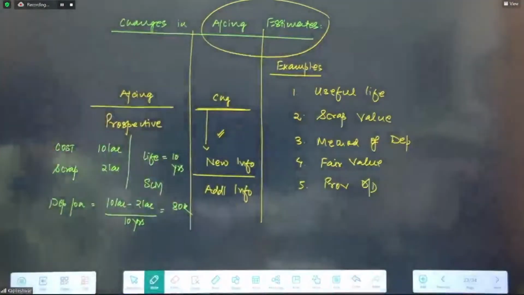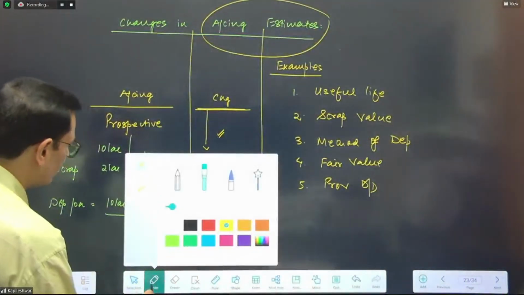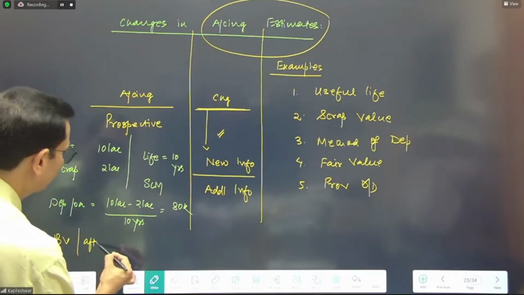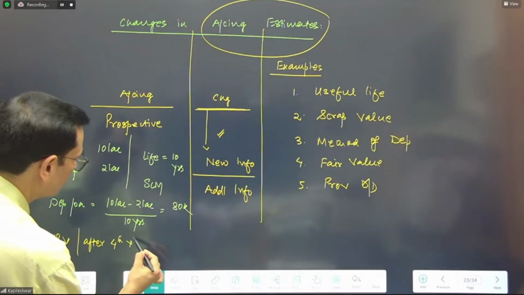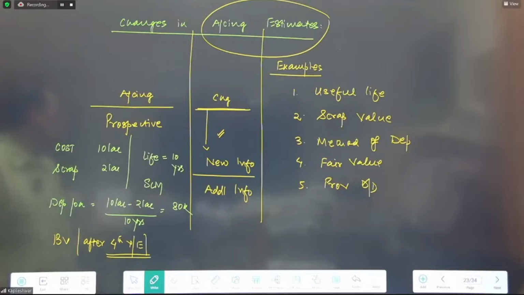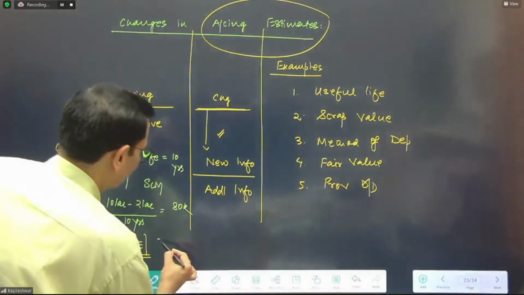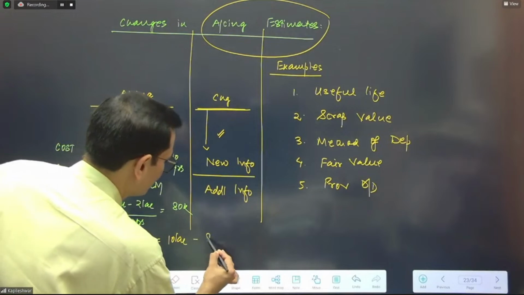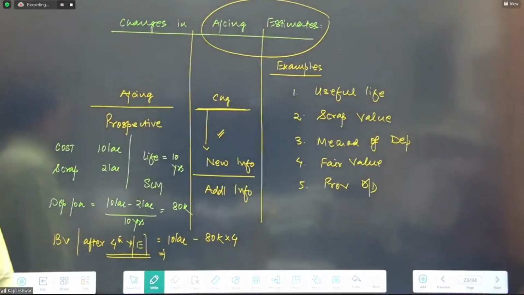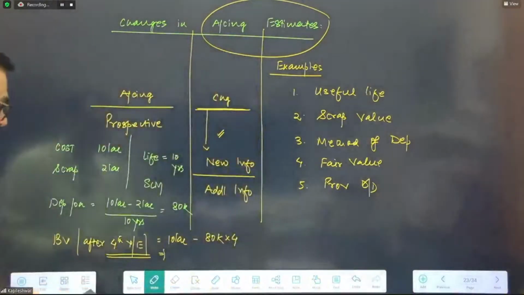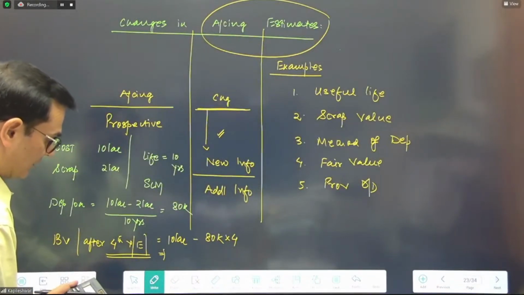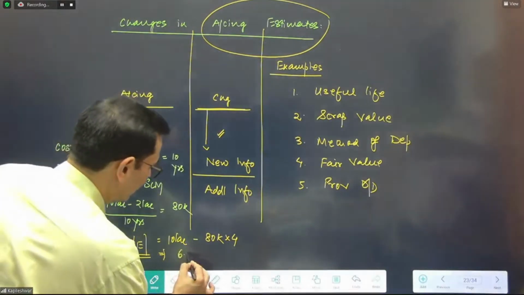Now let's consider one thing. Let us say I want the book value of the asset after the 4th year end. So after 4 years, I want the book value of the asset. It's going to be 10 lakh as the cost, and 80,000 is the depreciation taken for a period of 4 years. So we can easily get the book value: 80,000 into 4 is 3.2 lakh, so the book value of the asset is 6.8 lakh.